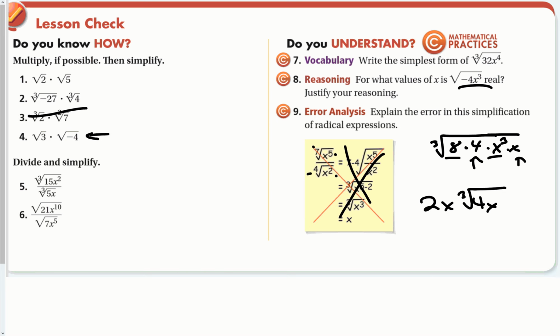So hopefully there's not too many questions. And that was 6-2, multiplying and dividing radical expressions.